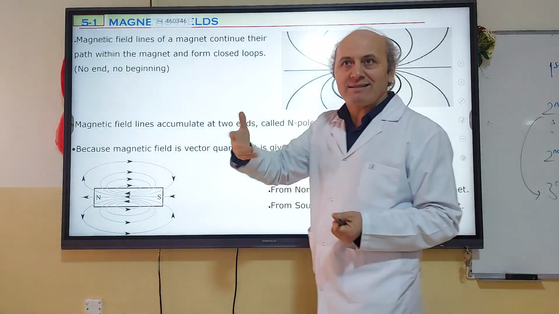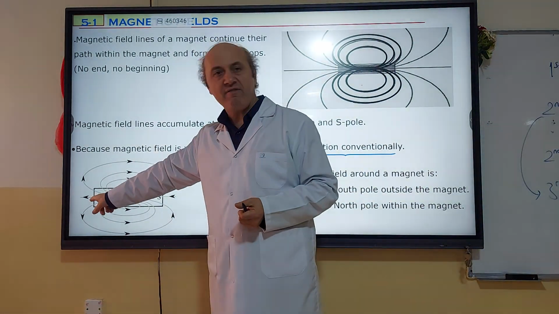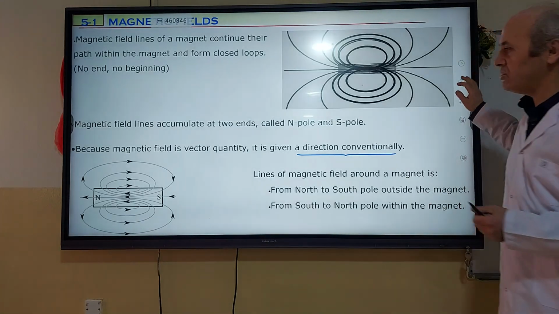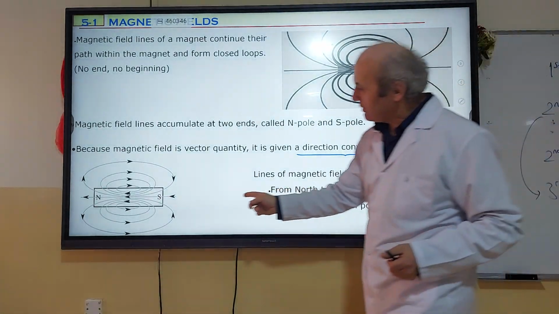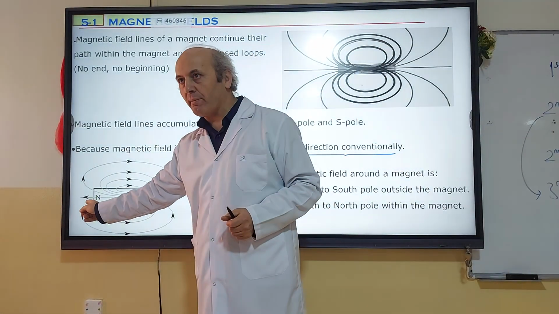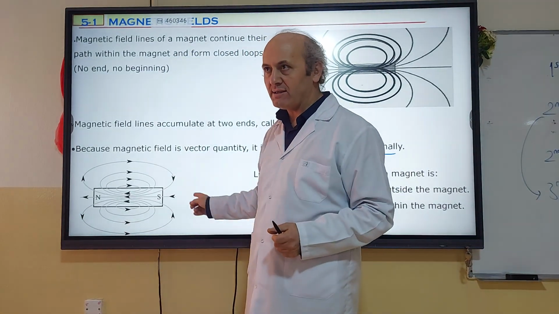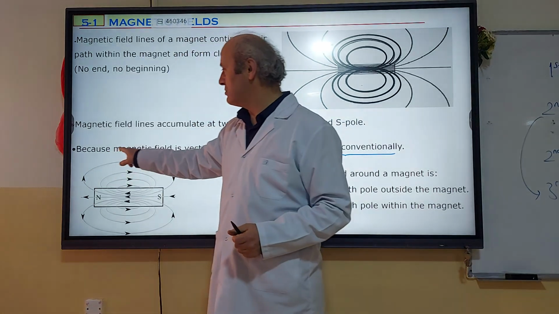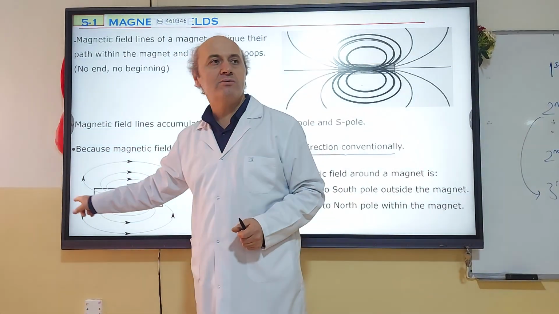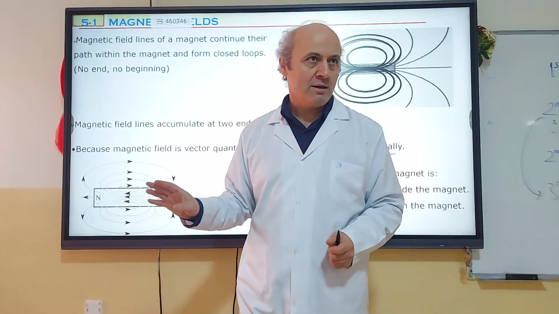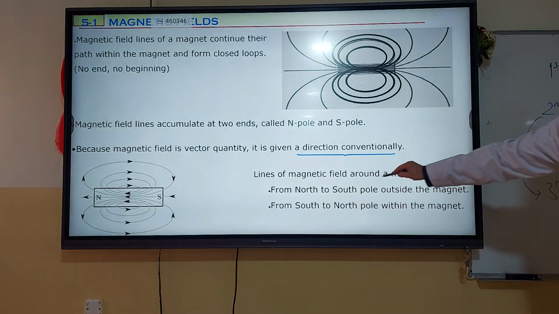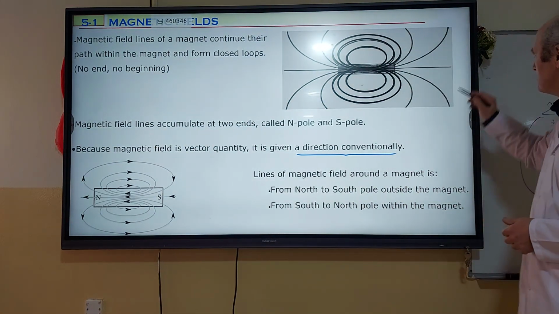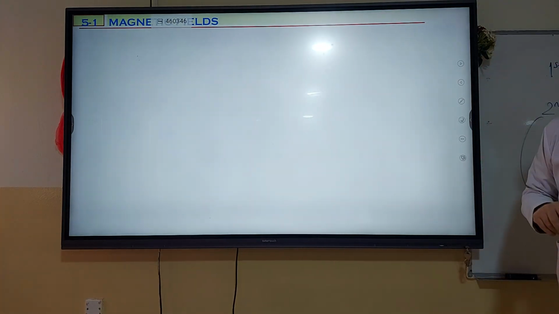It is considered that magnetic fields leave from the N pole and enter the S pole. So outside it is from N to S, and inside from S to N. N to S outside, S to N inside. So the lines of the magnetic field around the magnet go from the north to the south pole outside and from the south to the north pole inside, and form a loop.